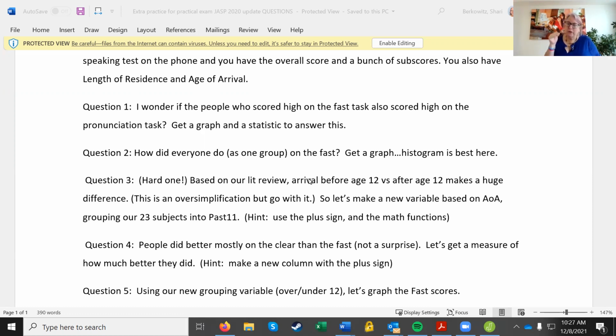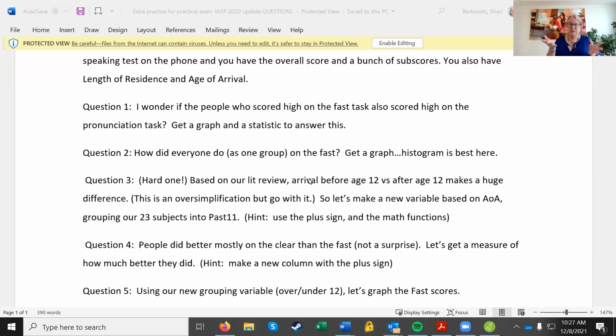Hi, it's Dr. B, quick and dirty stats. We're working on the problem set called 23 cleaned up Dominicans, and the questions called extra practice for practical exam JASP 2020. It's 2021 now. Question 2: how did everyone do as one group on the fast?